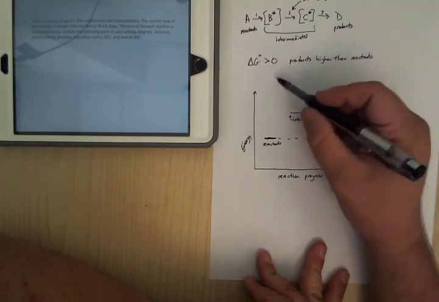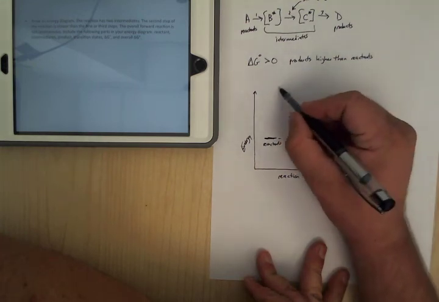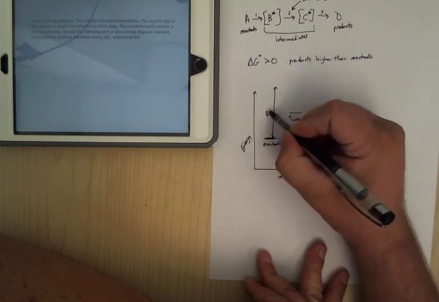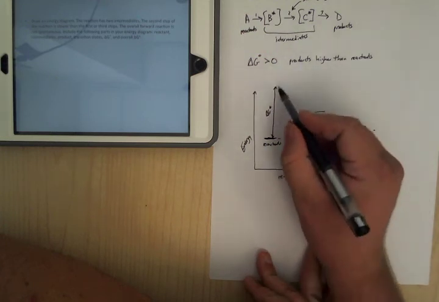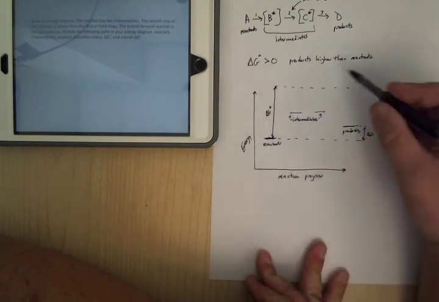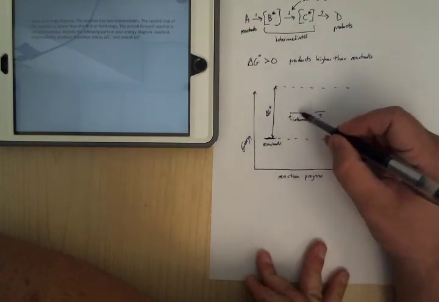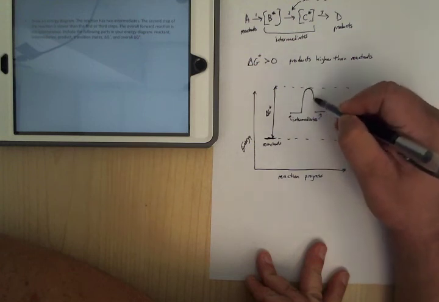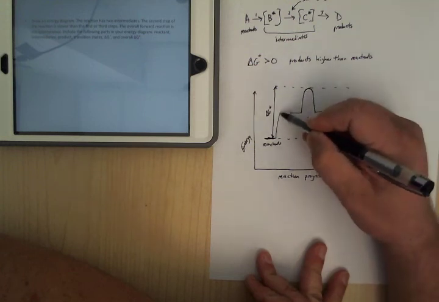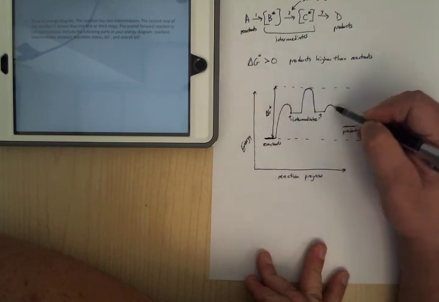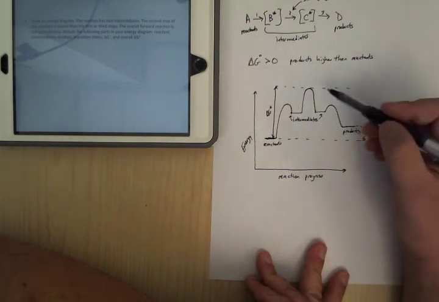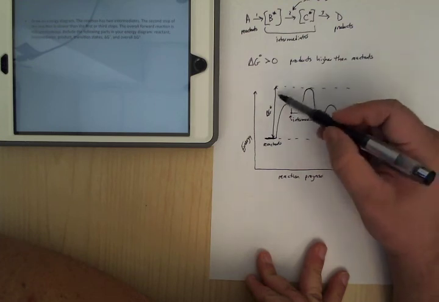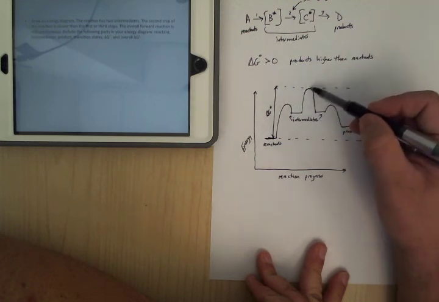Okay, so if we're going to make the activation energy, let's do it here. What touches this? Here's the first step, here's the second step, here's the third step. This is the one that has to go all the way up, so these guys have to be below. It's really this middle one here that has to be the highest, because that's the one that determines the overall rate.